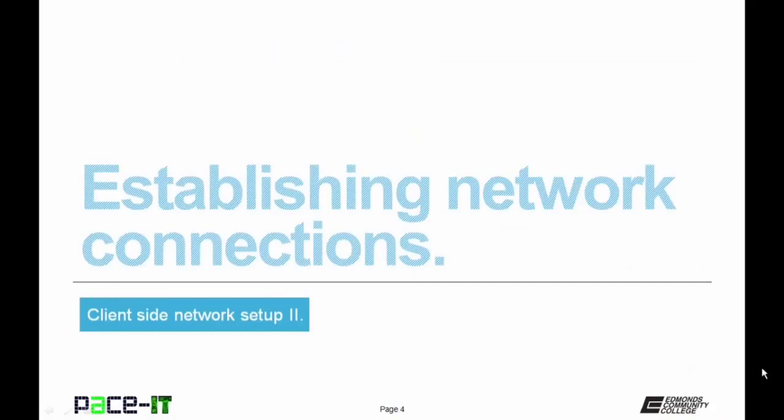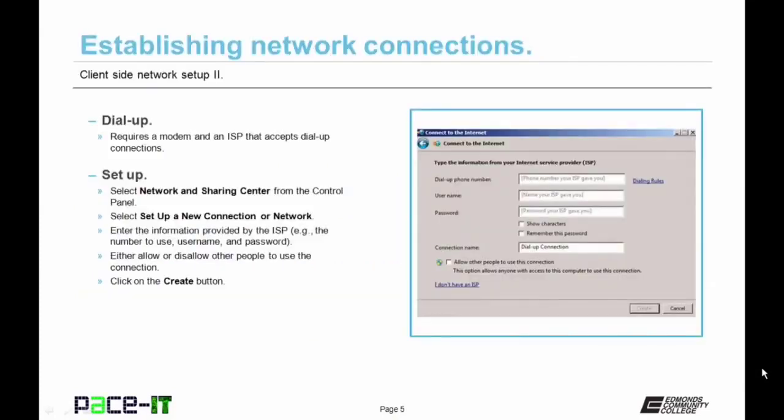So let's begin by discussing how to establish various types of network connections. The first network connection we're going to discuss is the dial-up connection, old school. Now, dial-up requires a modem and an internet service provider that will accept a dial-up connection. How do you set one up? Select Network and Sharing Center from the control panel.